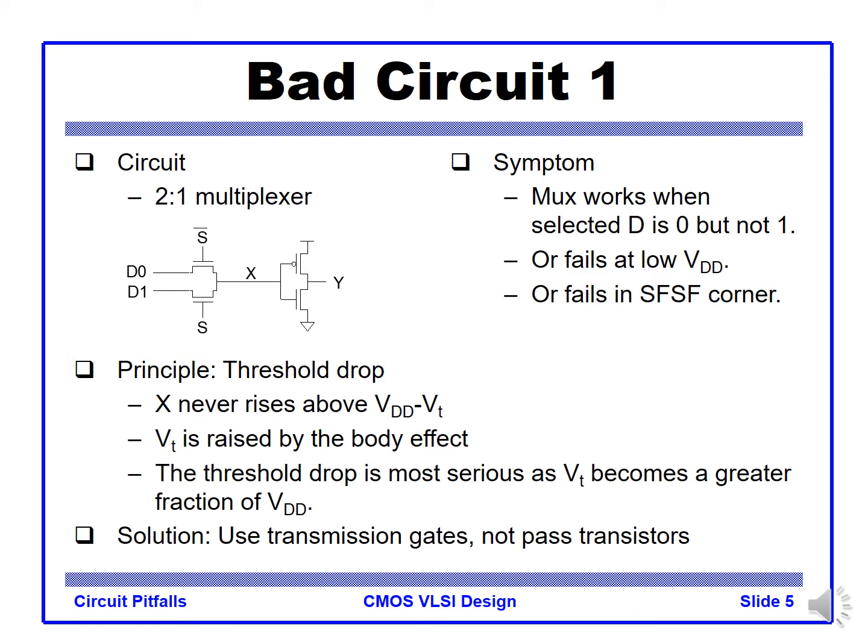The simple solution is to use a transmission gate instead of just a pass transistor. Use NMOS and PMOS in parallel like this, right? So that we can safely deliver VDD and 0 voltage through the transmission gate.